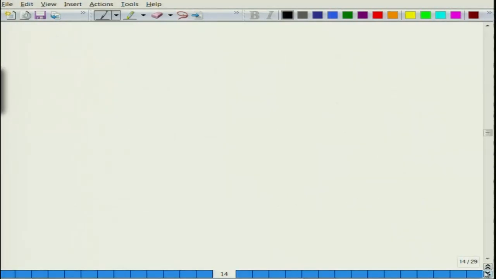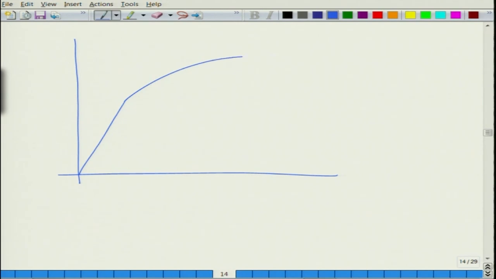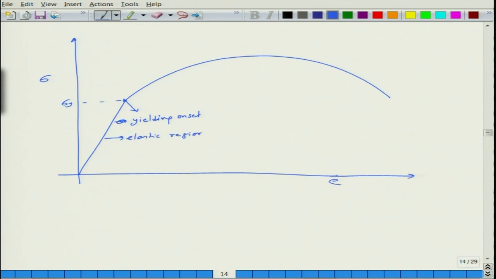Now let us see what is the difference. First of all, what is this true stress strain curve all about? So we see in the stress strain curve that you have a behavior like this. Up to this point you have yielding. This is the yield point, the yielding onset, and this is the elastic region. And then you have a maximum stress at UTS, after which the stress drops.